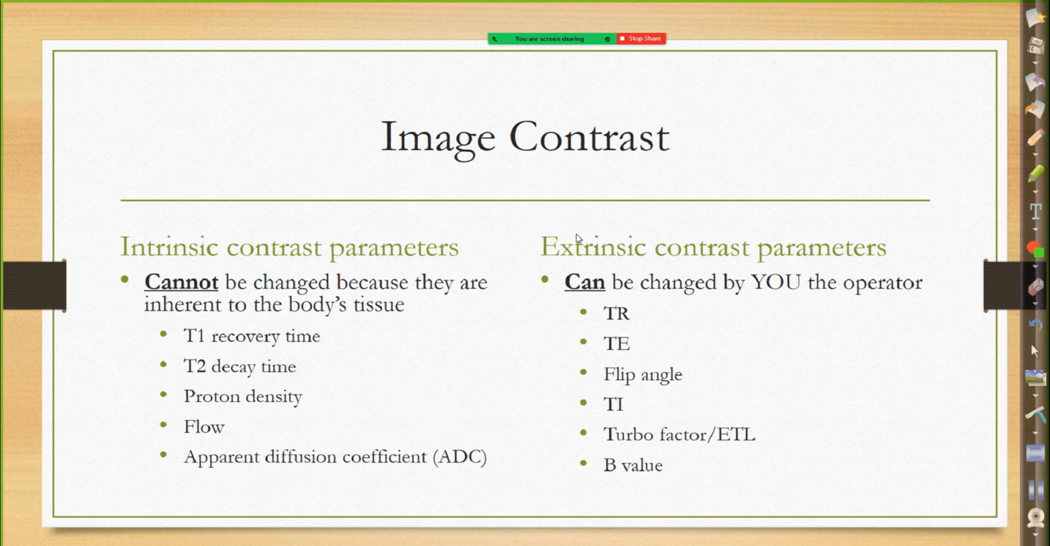But things that we can change are called extrinsic contrast parameters. As an MRI technologist, we have the luxury in our parameters card to manipulate these things to get the desired weighting. So the first one, and make sure to write these down, TR, that's repetition time. TE, echo time. Flip angle, you guys already know what that is. TI, that's inversion time.